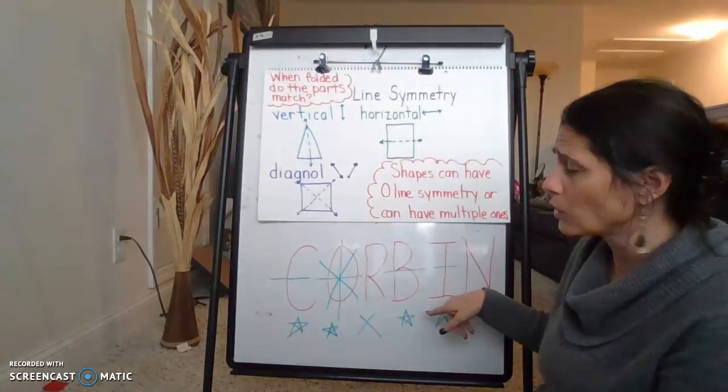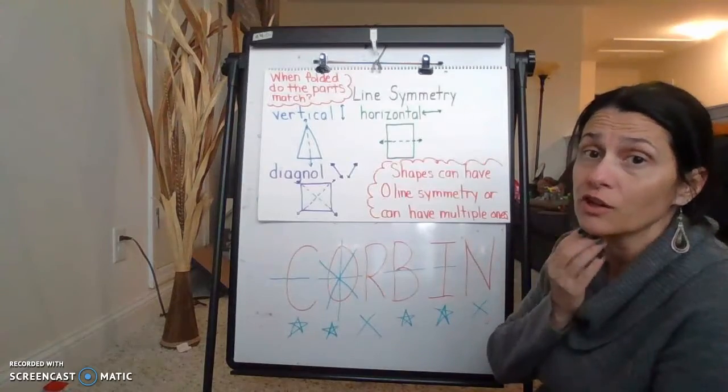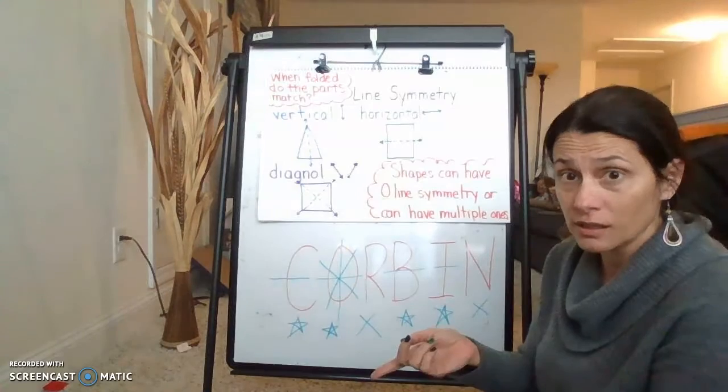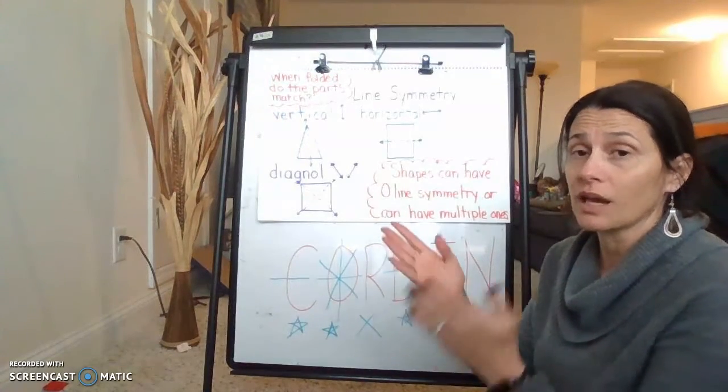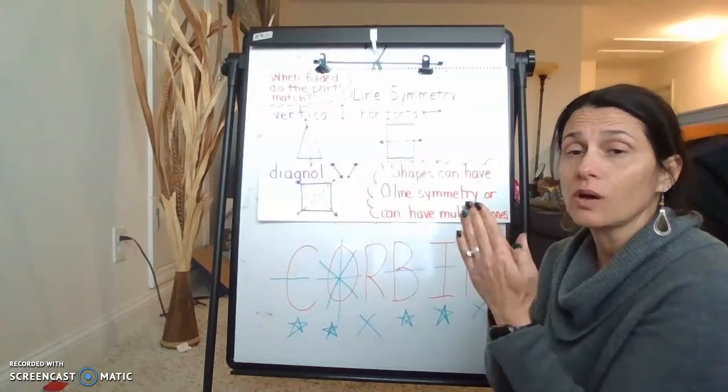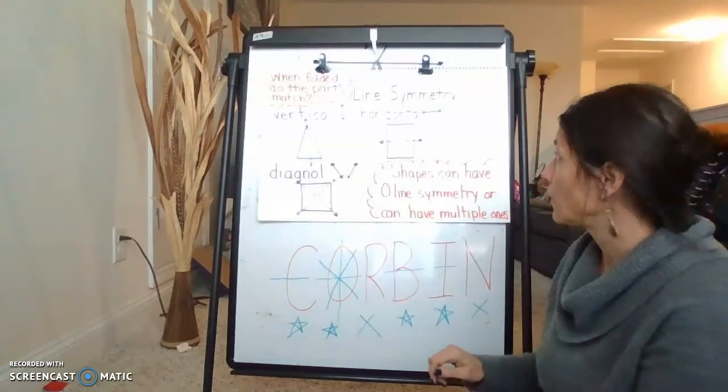And so when you're doing your assignment, they're going to have the line of symmetry for you, and you have to tell us whether or not it is a line of symmetry. And to be a line of symmetry, they have to be folded, and it has to be equal on both parts.